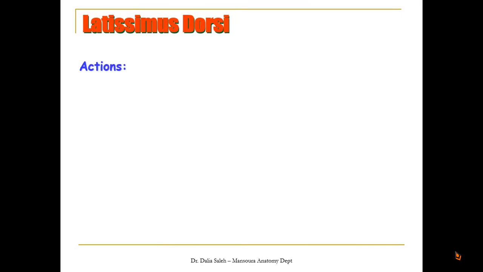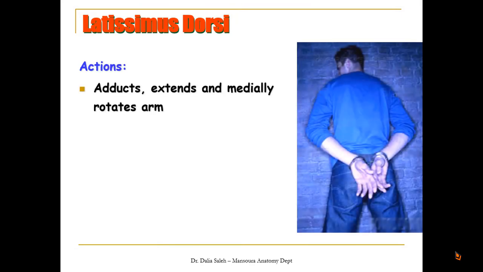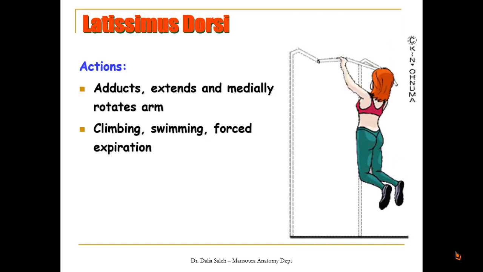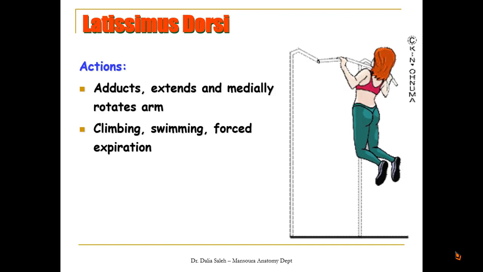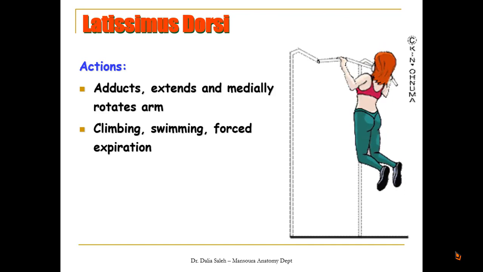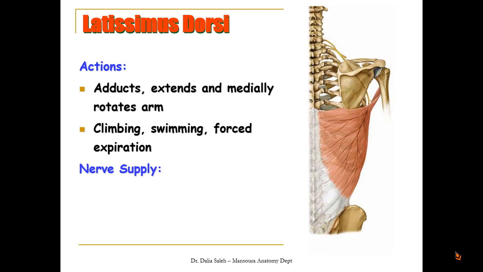For the actions of the latissimus dorsi, it adducts, extends, and medially rotates the arm, as if you are folding your hands behind your back. Also, if the insertion is fixed, so if you are fixing your arm, you can drag your body upwards towards the insertion, as in climbing, swimming, and forced expiration. It takes its nerve supply from the thoracodorsal nerve, or nerve to latissimus dorsi, one of the branches of the posterior cord of the brachial plexus.